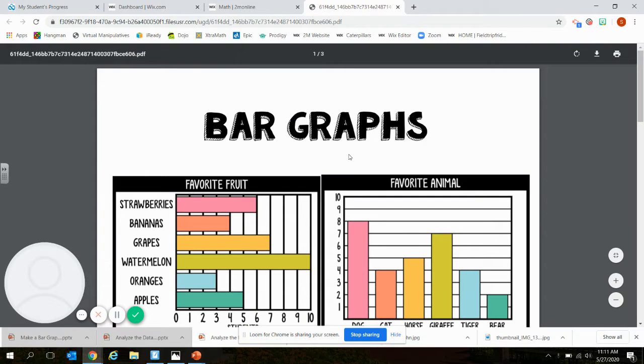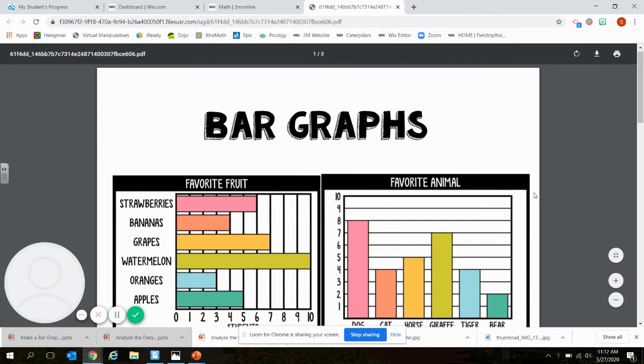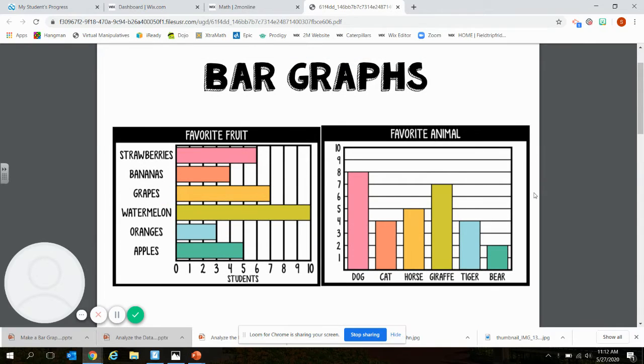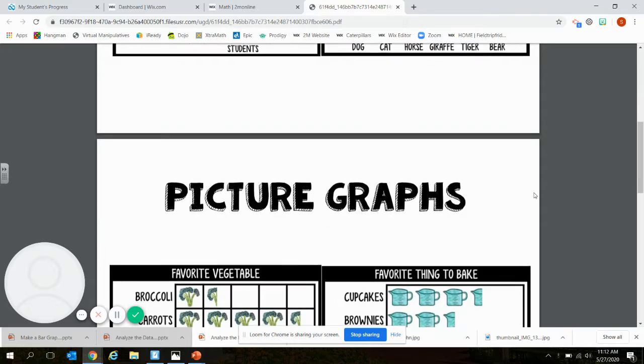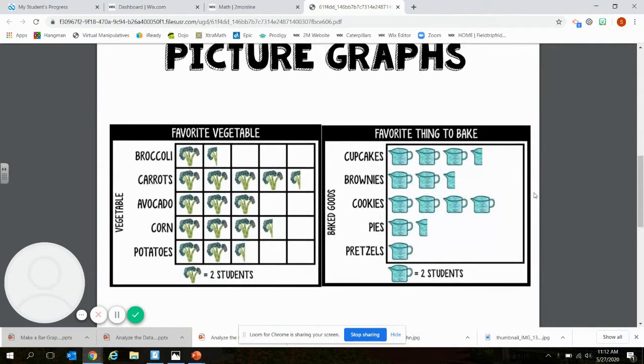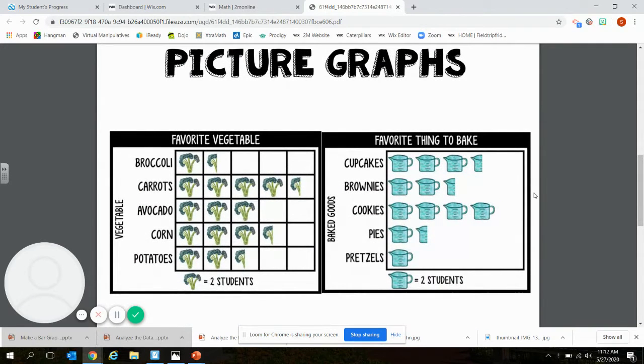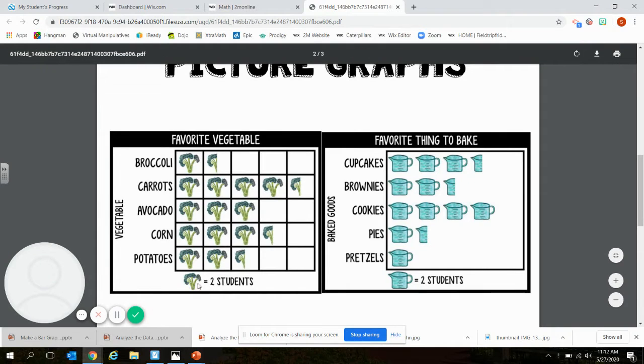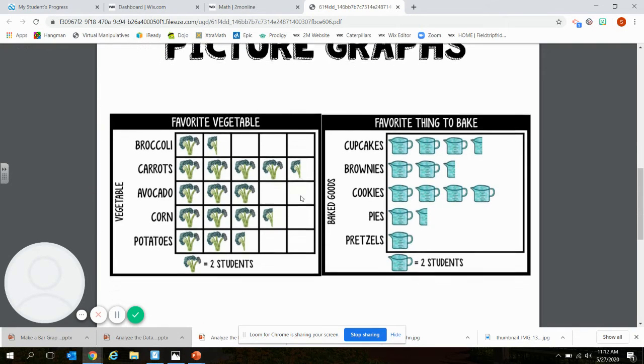We're going to look at some bar graphs today, and those are graphs that show data with bars either going across or up and down. We're going to look at picture graphs. The thing you need to remember about these is you need to look to see what the picture stands for. So in both of these, the picture stands for 2 students. So you would need to count by 2s for every picture you see, unless the picture is cut in half, and then it only means 1.